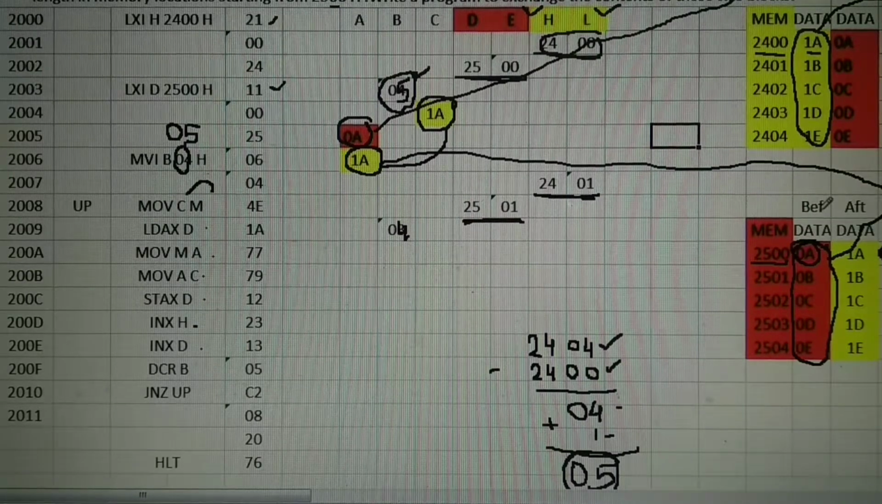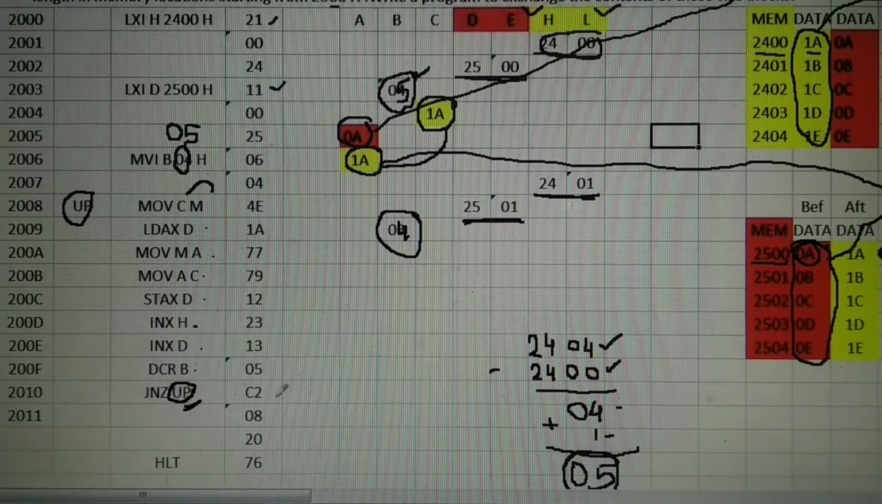One transfer takes place, so remove one marble from register B, therefore DCR B. From 5 it becomes 04. Has the number of marbles become 0? No. JNZ, jump if not zero. The condition is satisfied, the number of marbles is not equal to 0. Then go up. This is called a label. Go to that particular instruction.